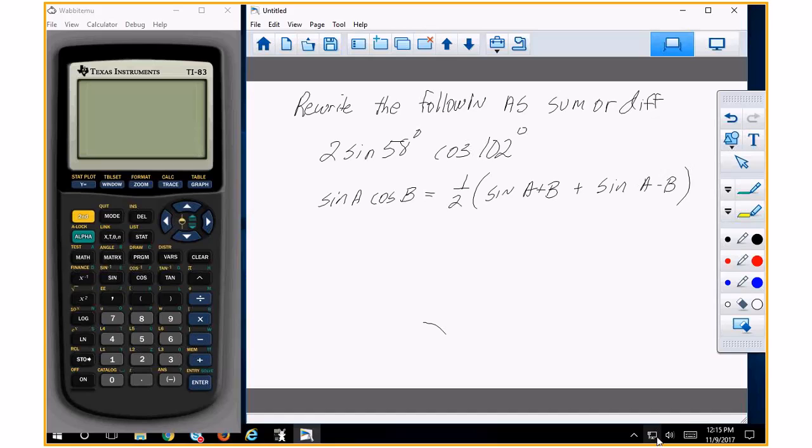This one is only 3 or 4 steps. No. What? Where did I get what? Sum or difference? You should see sine cosine B. Sine A cosine B.